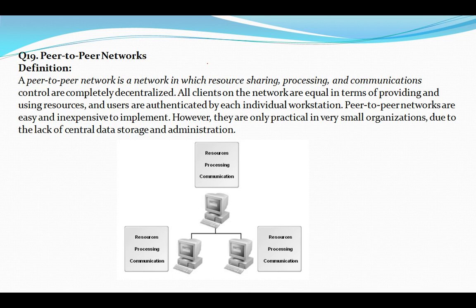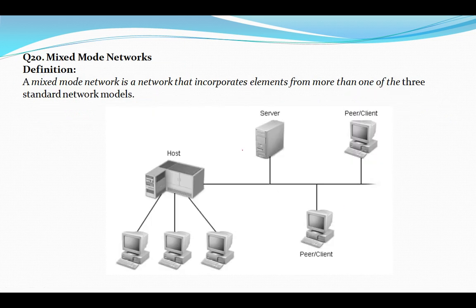Now, peer-to-peer network. A peer-to-peer network is a network in which resource sharing, processing and communication control are completely decentralized. Here, nothing is centralized. Everything will happen on that separate computer only: resources, processing and communication. This is called peer-to-peer, desktop to desktop.